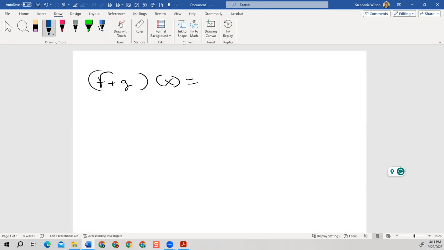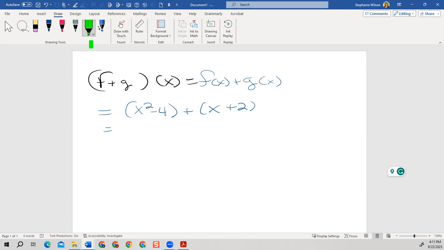So my f function, which you're going to see this notation, the f function that was given to us was x squared minus 4. And we're going to add it to our g function of x plus 2. So now what you want to do whenever you have something in parentheses, you want to look in front to see if there's anything in front of it that you're going to distribute into the parentheses that's going to change it. And we don't.